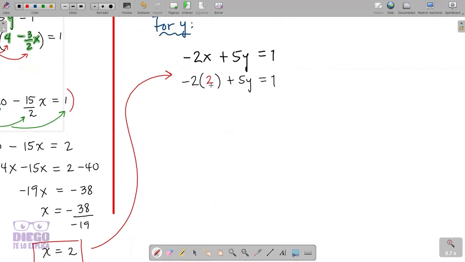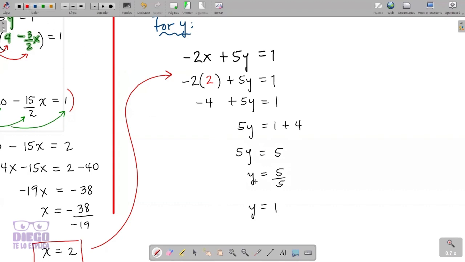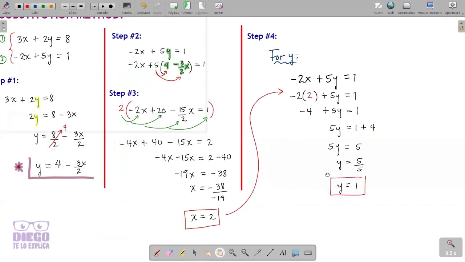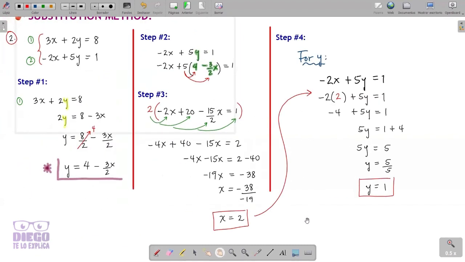Minus 2 times 2, minus 4, plus 5y equals 1. And this is basic. The minus 4 goes to the other side, positive. 1 plus 4, 5. 5 divided by 5 is 1. And this is the answer. This is the solution for this system. X equals 2 and y equals 1.